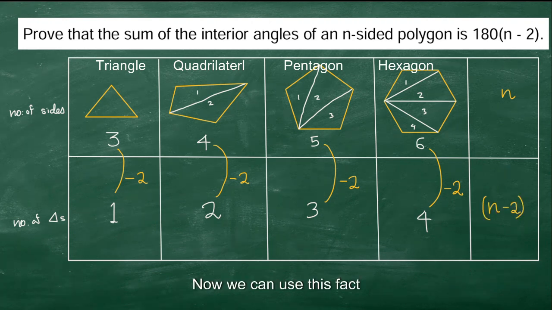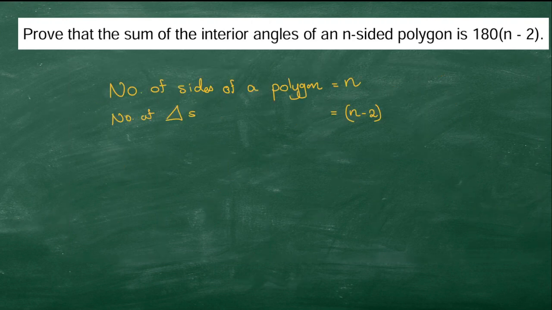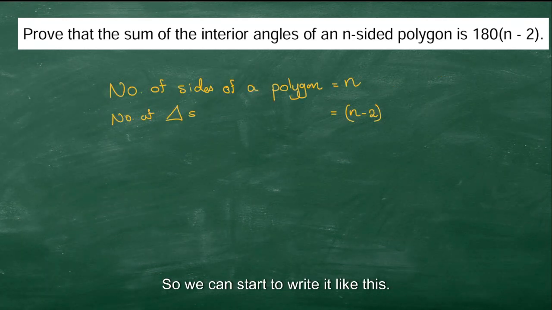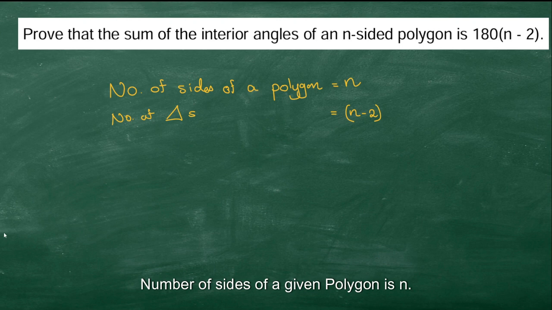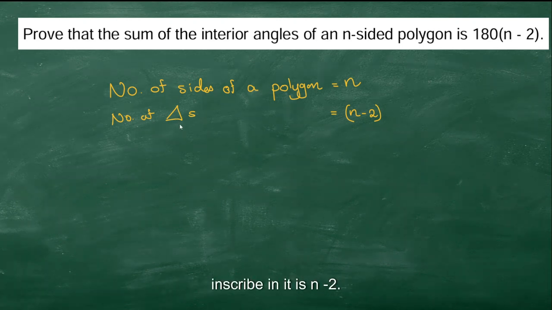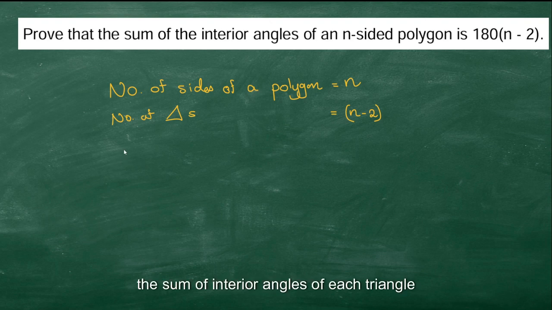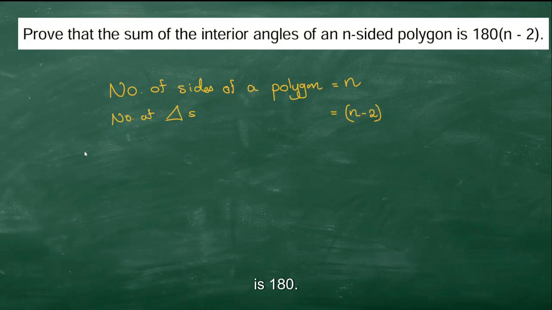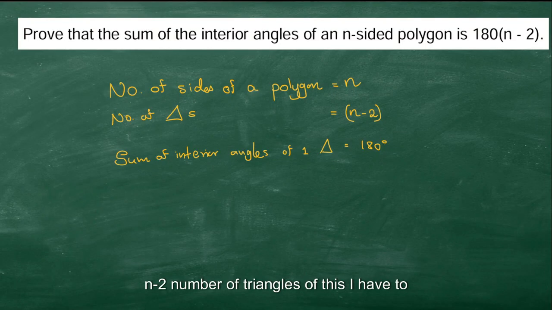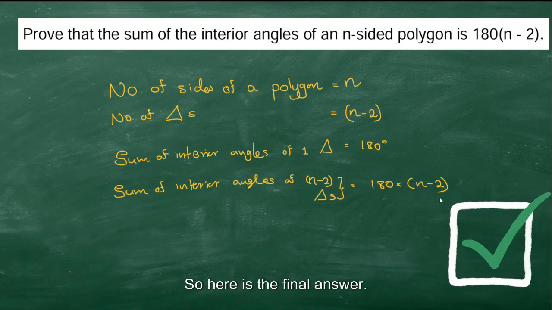Now, we can use this fact to do the proof. So we can start to write it like this. Number of sides of a given polygon is n. The number of triangles that you can inscribe in it is n minus 2. Now we know the sum of interior angles of each triangle is 180. So to find it for n minus 2 number of triangles, obviously I have to multiply them. So here is the final answer.